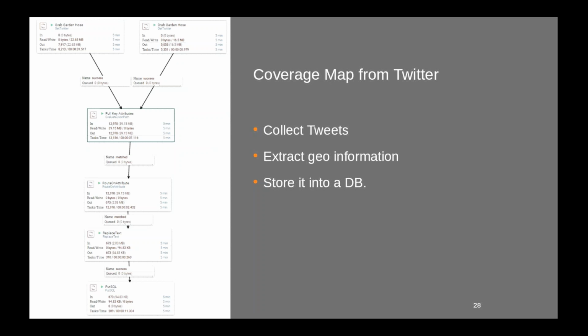Basically, it is just collecting the tweets, extracting the geo information from the tweets, and then storing it into a database. And all this is possible with, as you see here, one, two, three, four, six processors. And just for you to know, this processor, Graph Garden House, that you can see here at the top, let me highlight it here. It says Graph Garden House, Get Twitter.